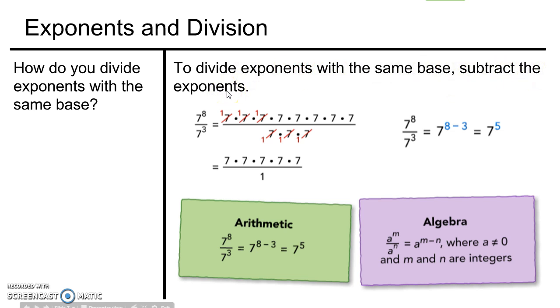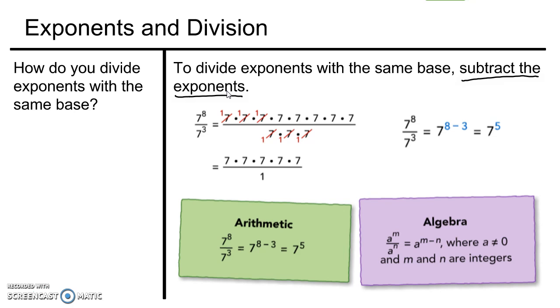And I want you to underline there where it says subtract the exponents. Okay, so when we are multiplying, we added the exponents. When we're dividing, we're going to subtract the exponents when we have the same base and those numbers are the exponents. Copy that into your notes.